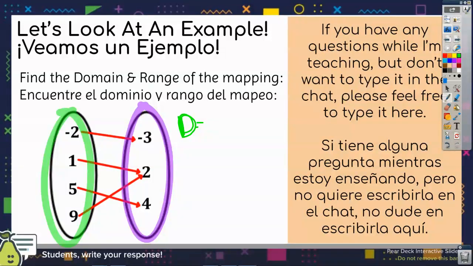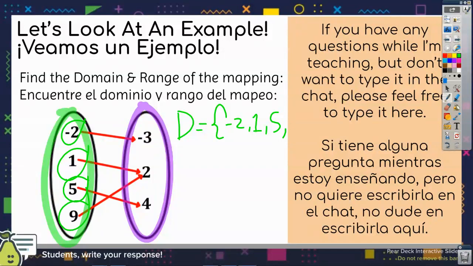You know what? We're going to throw the whole D out. Let's try that again. Okay. D equals fancy squiggle. We're going to go down the line. We have -2. We have 1. We have 5. Oh, that's a negative sign. And we have 9. That's my domain.